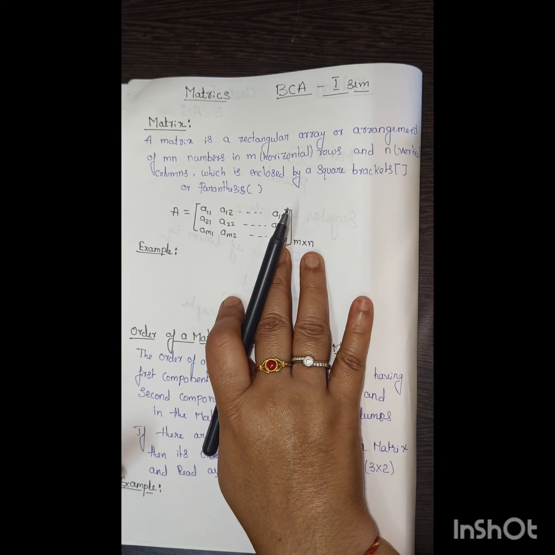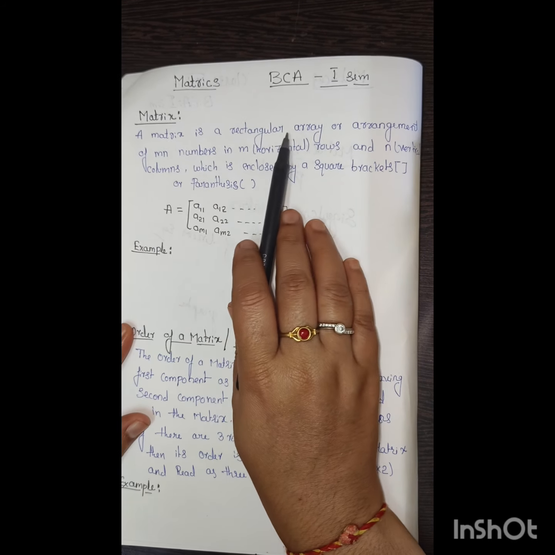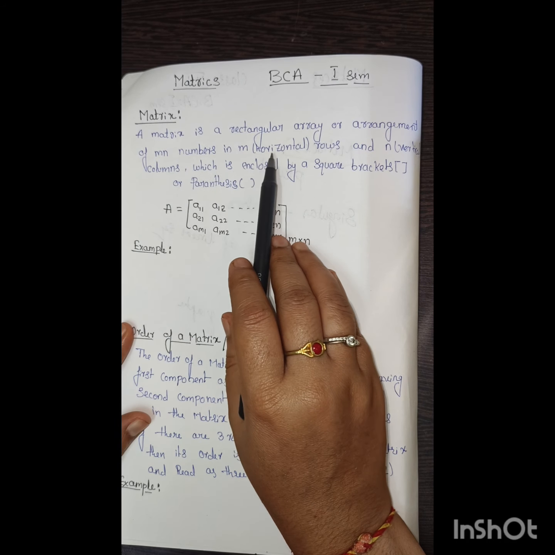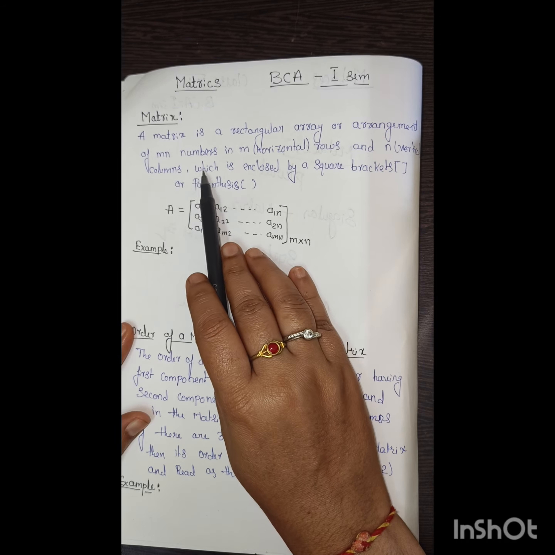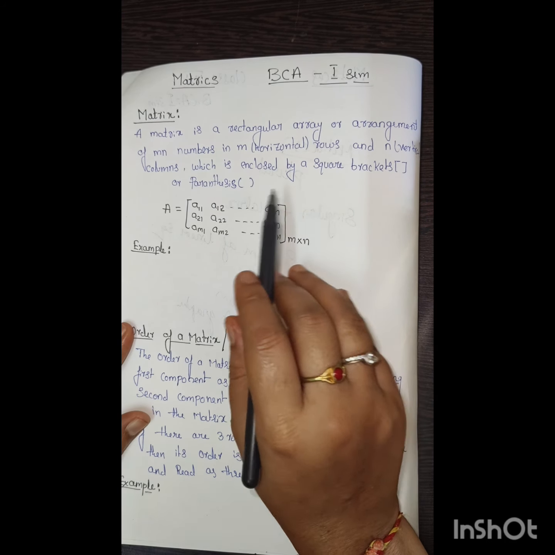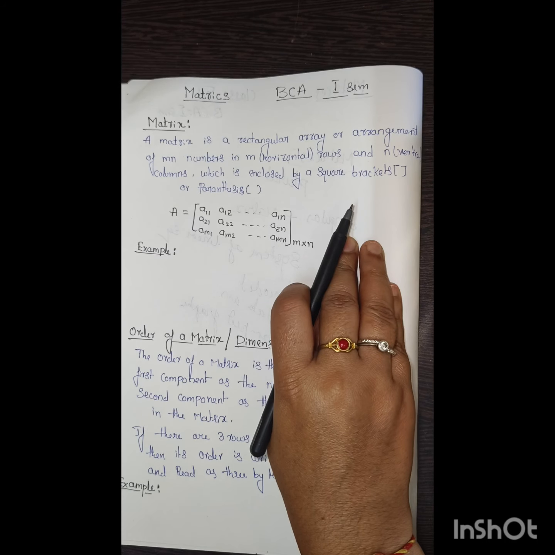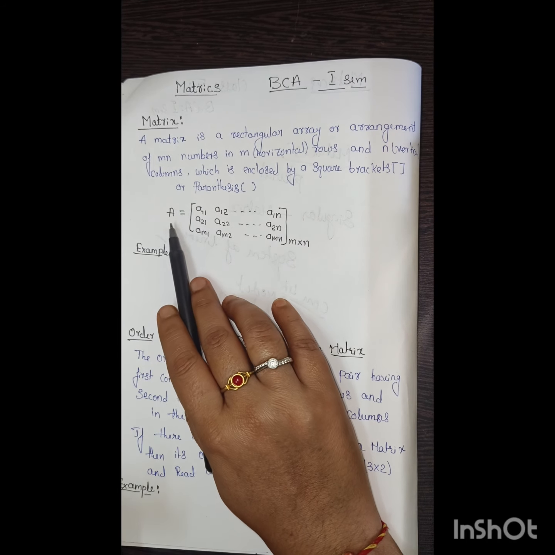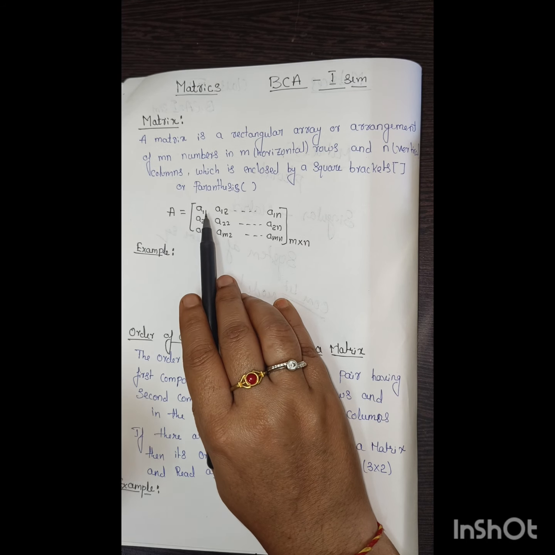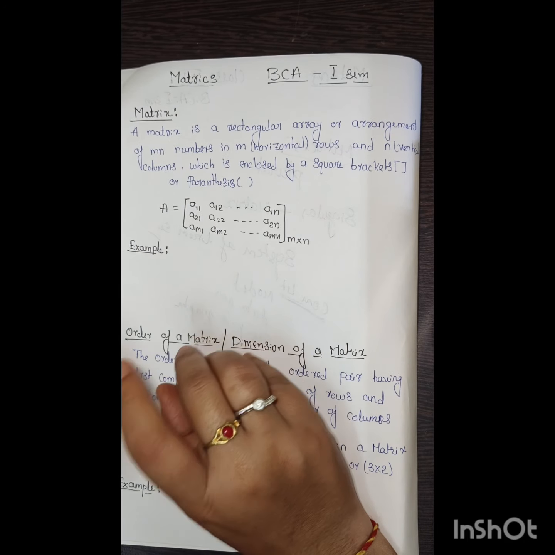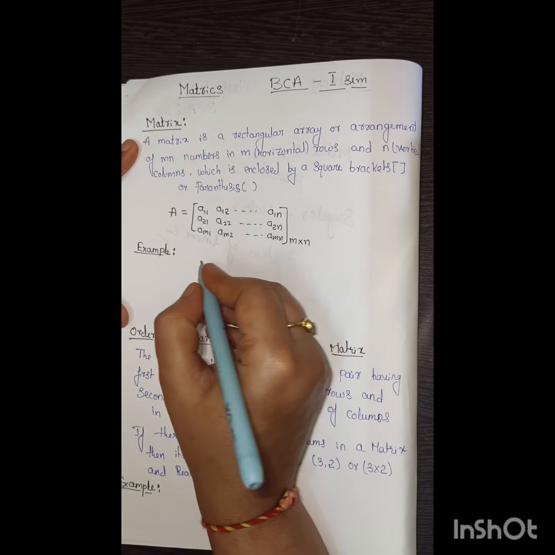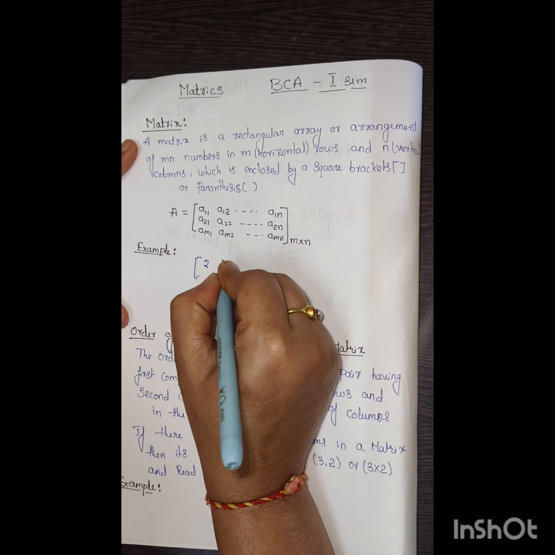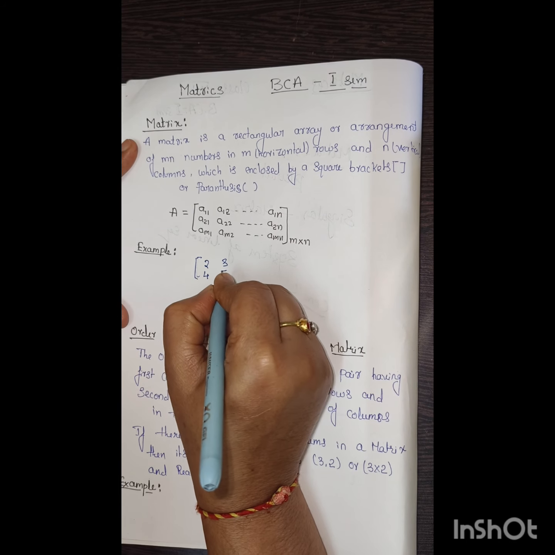Now, if I talk about the definition of matrix, a matrix is a rectangular array and arrangement of mn numbers in m horizontal rows and n vertical columns, which is enclosed in a square bracket. For example, here A equals A11, A12, and so on. If it is, you should write in horizontal. I will give an example here: 2, 3, 4, 5.